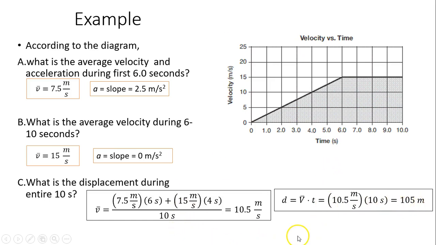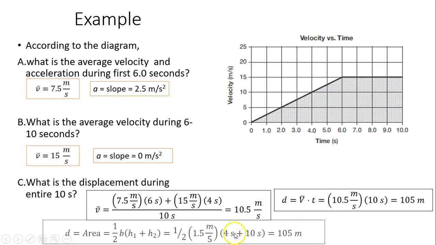If this sounds confusing to you, you can always use the area of the trapezoid, or in this case, you can use the area of the big rectangle minus the triangle, or use the small rectangle plus the triangle. I just used the area of the trapezoid, so I have the same answer.